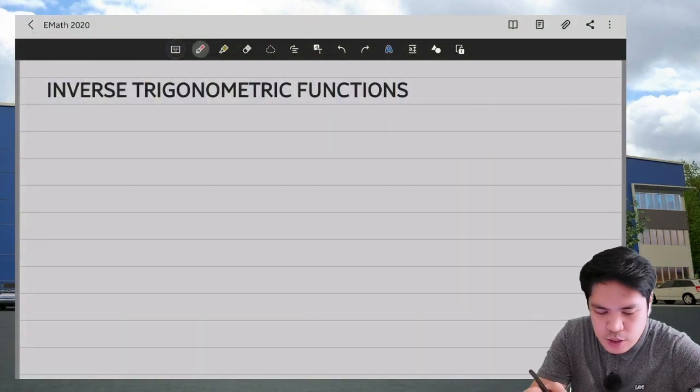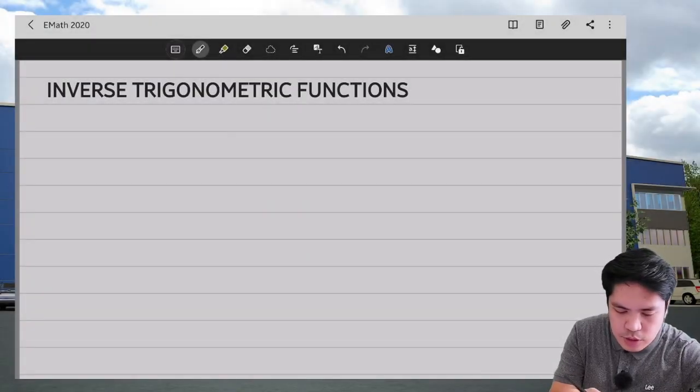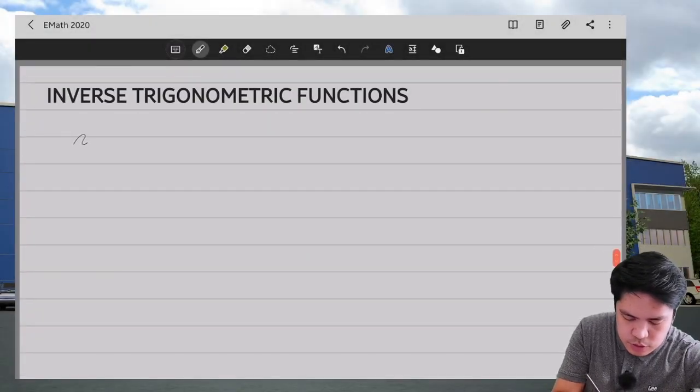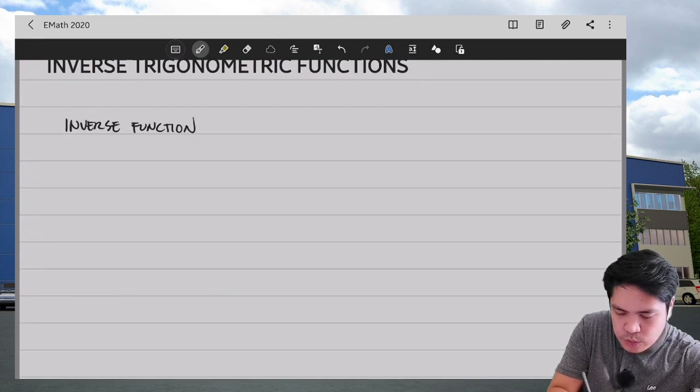Let us now discuss the inverse trigonometric functions. So we'll start our lesson by first recalling what an inverse function is. So i-review lang muna natin.